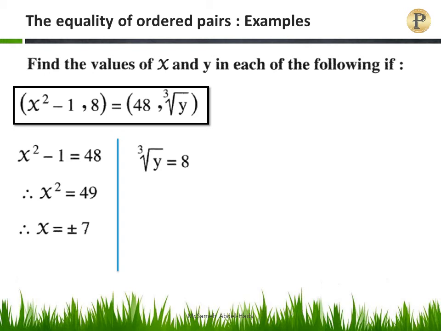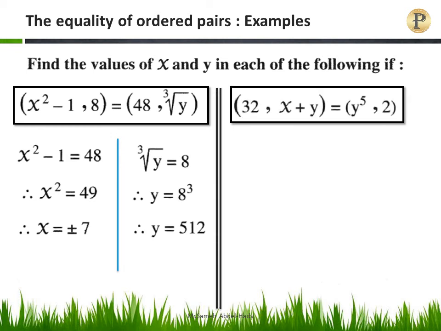The next one, the cube root of y equals 8. Now I will raise both sides to the power of 3 because I want to cancel the cube root. So I will take the third power of 8. I have y equals 8 to the power 3. 8 to the power 3 equals 512. So y equals 512.